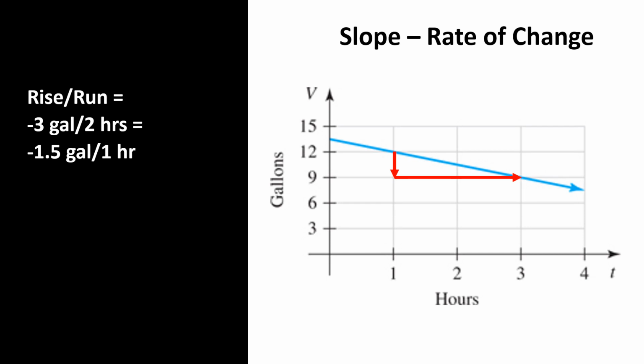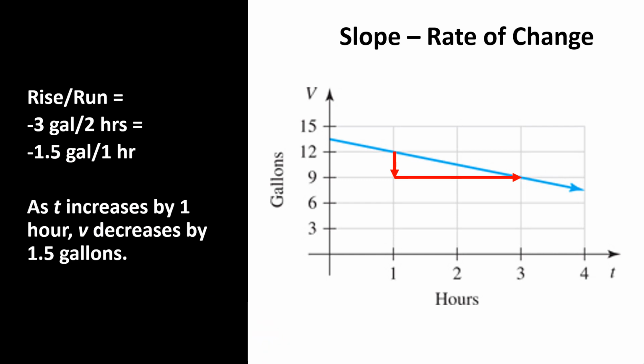So the word per means to divide. This is saying for every 1 hour, the volume V is decreasing 1.5, decreasing because it's negative, it's getting smaller. Another way we could say that, as T increases by 1 hour, V decreases by 1.5 gallons. That is the interpretation of the slope. That tells us precisely as x goes up by 1, what is y doing? In this case, y is decreasing, and it's decreasing by 1.5 gallons. That is how we interpret slope.